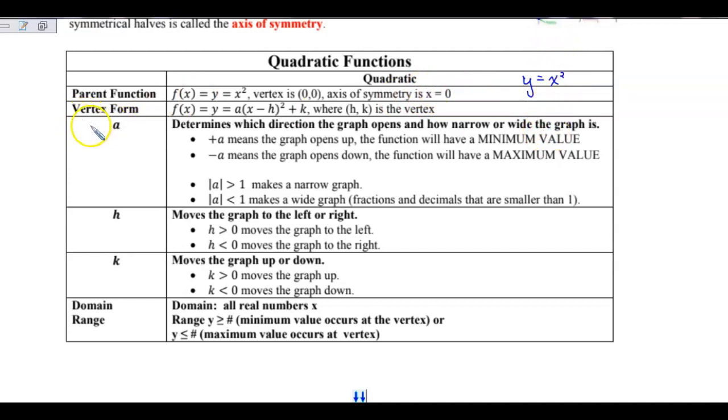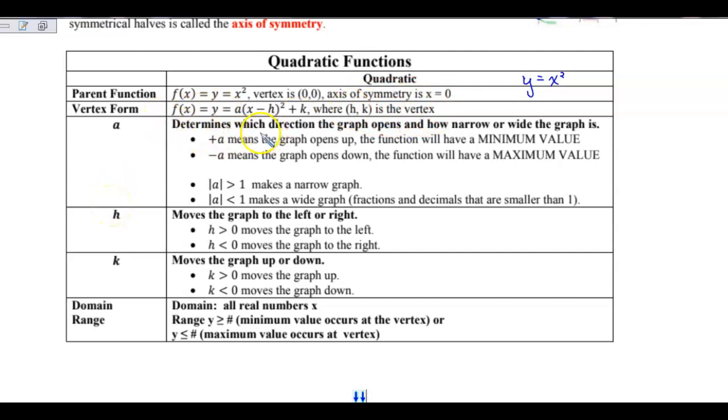Vertex form, this is because it is no longer the parent position. It has moved, it's shifted. It's either moved left or right, up and down, or any of the above. And so when we have that, we call this the vertex form. And this is y equals a times x minus h to the second power plus k, where h and k is the vertex. Okay, and that's going to be very important.